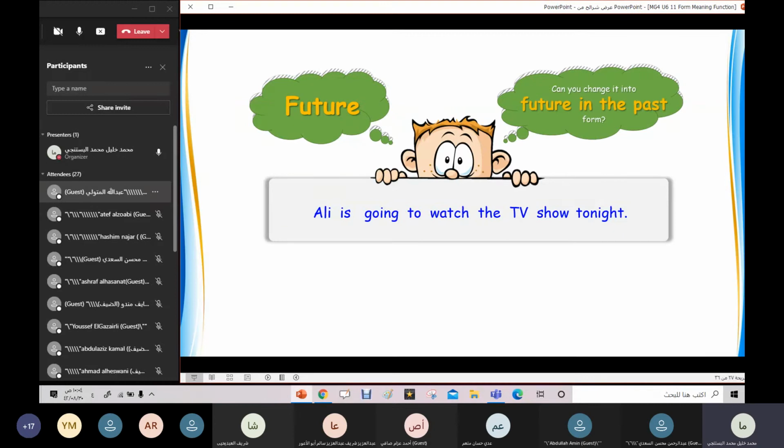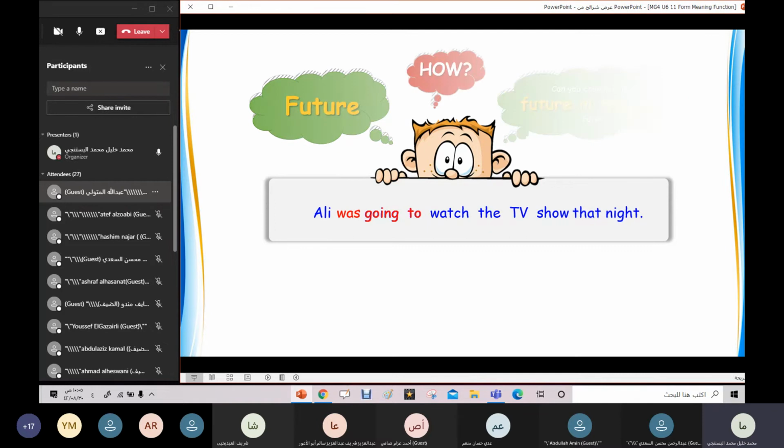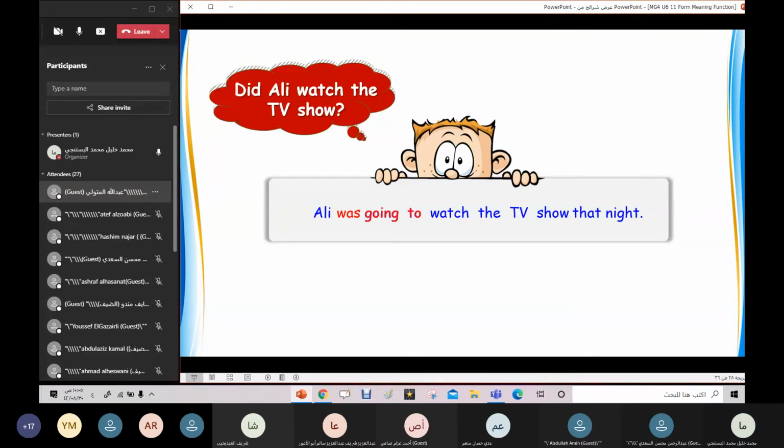Okay. Can you change it into future in the past? Yes. Ali was going to watch. When we say was going to watch the TV show that night, it means that he was supposed to, but he didn't. Now, did Ali watch the TV show according to the sentence? According to this sentence, when you say Ali was going to watch the TV show, did he watch the TV show?